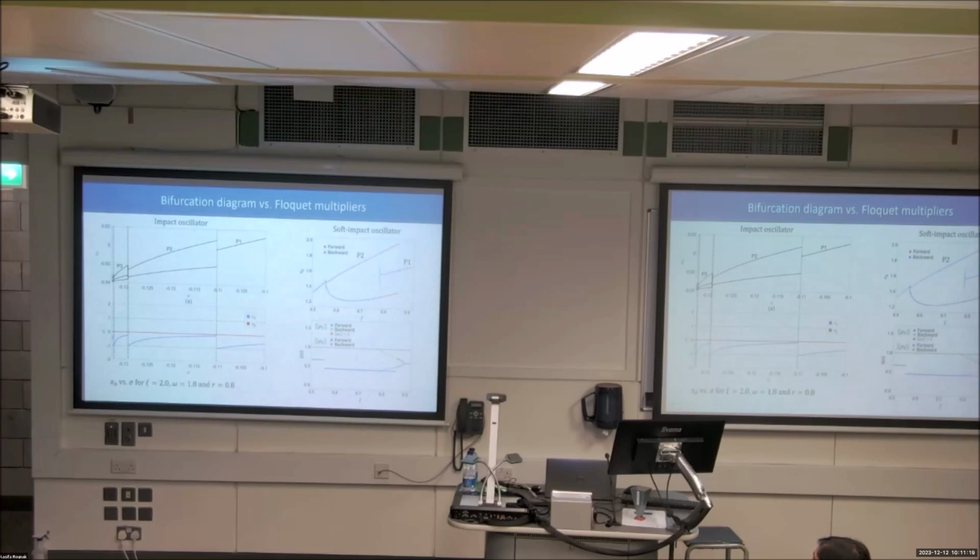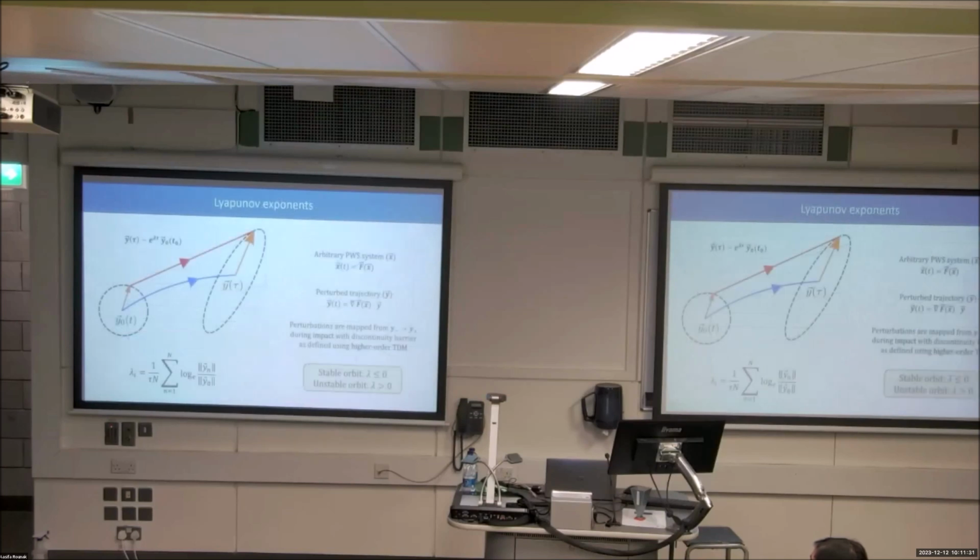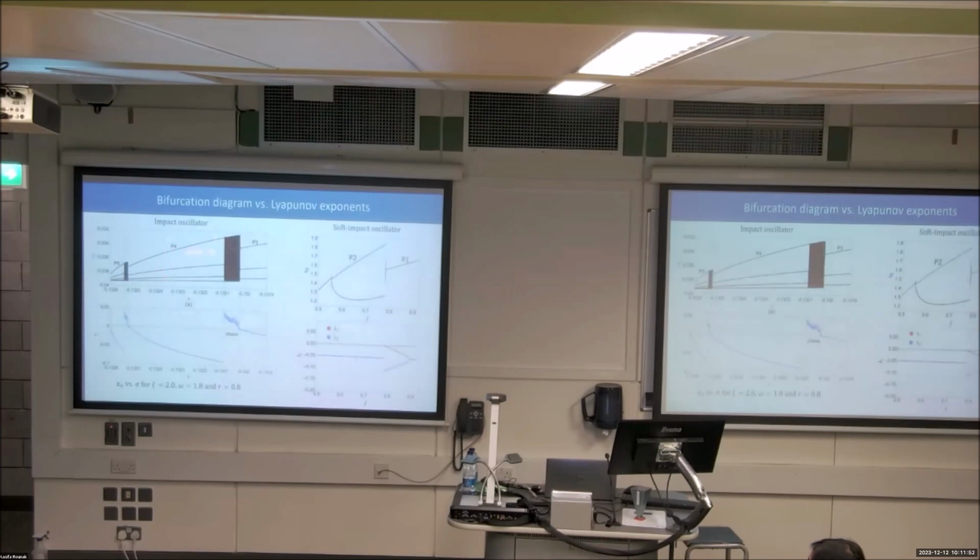Next, Floquet multipliers are only valid for periodic systems. So we need to verify whether it works for aperiodic systems as well, because there are chaotic bands when you're observing periodic cascades in impact oscillators. So we do that. The perturbed vectors are integrated obeying the Jacobian of the vector field. The only difference is that during an impact, the perturbed vectors get mapped from y minus to y plus using the higher order scheme.